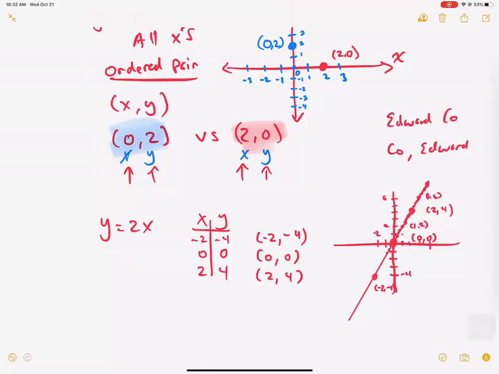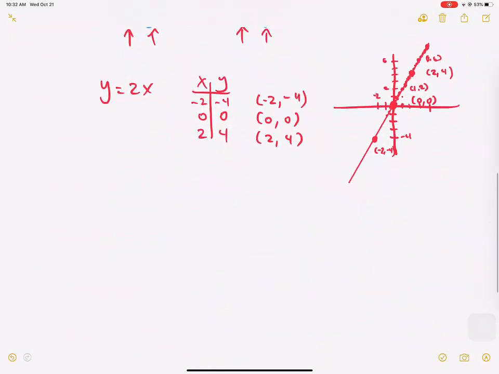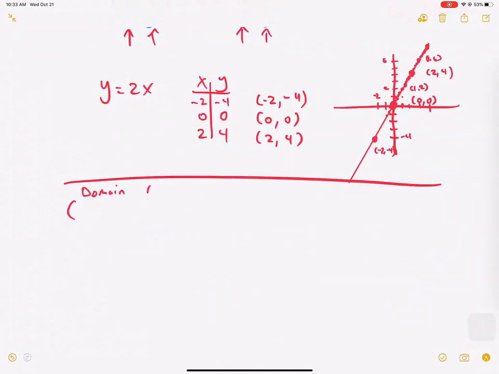Okay. So we'll revisit that a little bit later. But today, we're going to focus on just graphing points and talking about the domain and range. Okay, let's move on slightly and talk about domain and range. So let me give you some points. So domain and range. So remember, domain and range is x and y's for us.